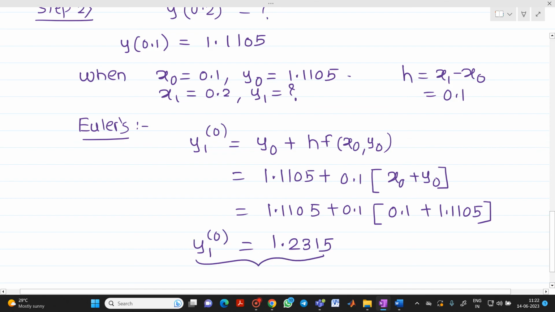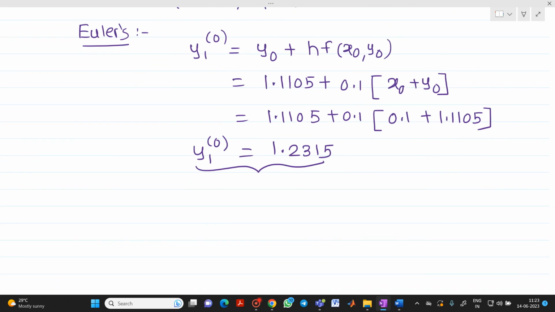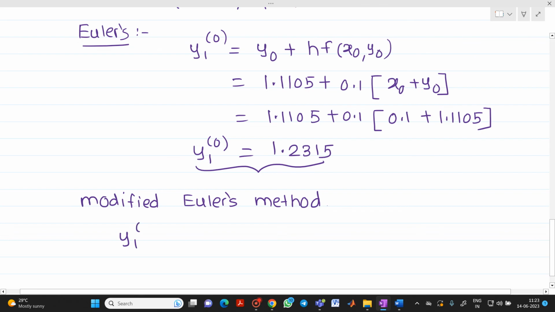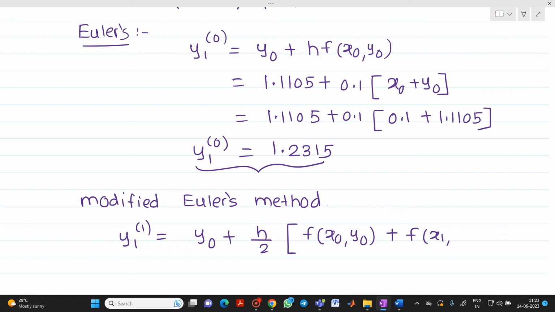But now here we have to solve the problem by a modified Euler's method. So this was a predictor formula, so we have to use a corrector also. What was that modified Euler's formula? Already in the first step we did that. y1 of 1 will be equal to y0 plus h by 2 into bracket f of x0 comma y0 plus f of x1 comma y1 raised to 0.